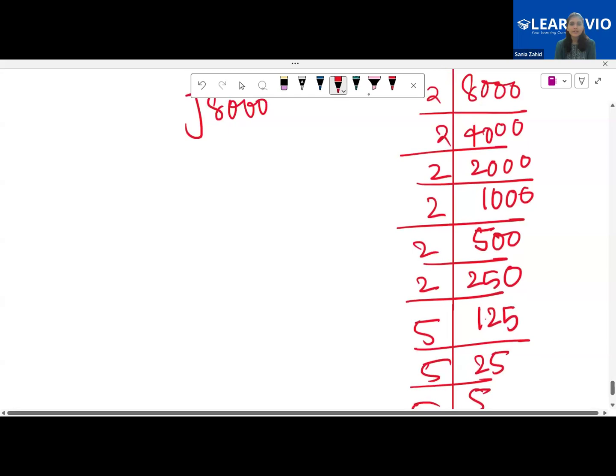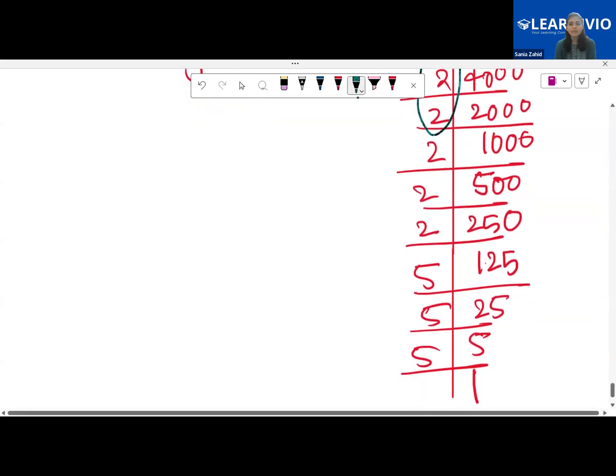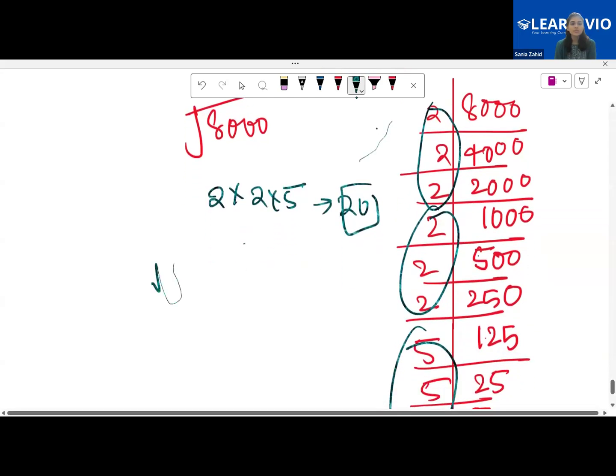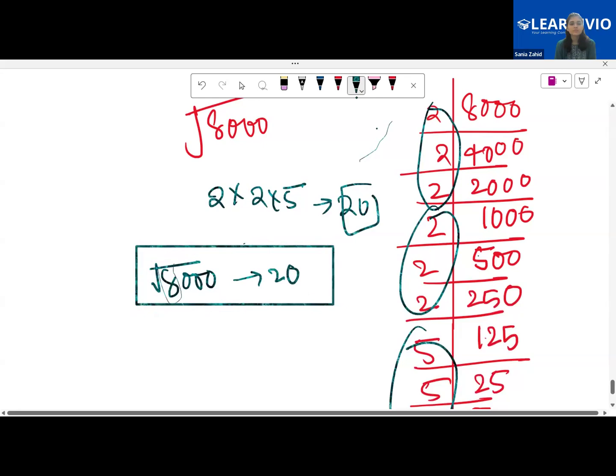Okay, what do you get? You have one pair, you have a second pair, and you have the third pair. So you just take these numbers out. You will get 2 into 2 into 5. What do you get? 20. So the cube root of 8,000 is 20. Okay. Can you do such questions?